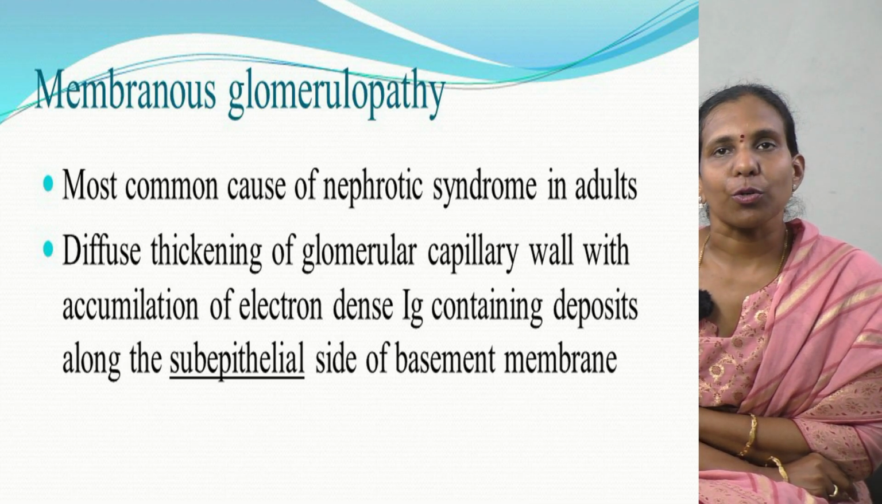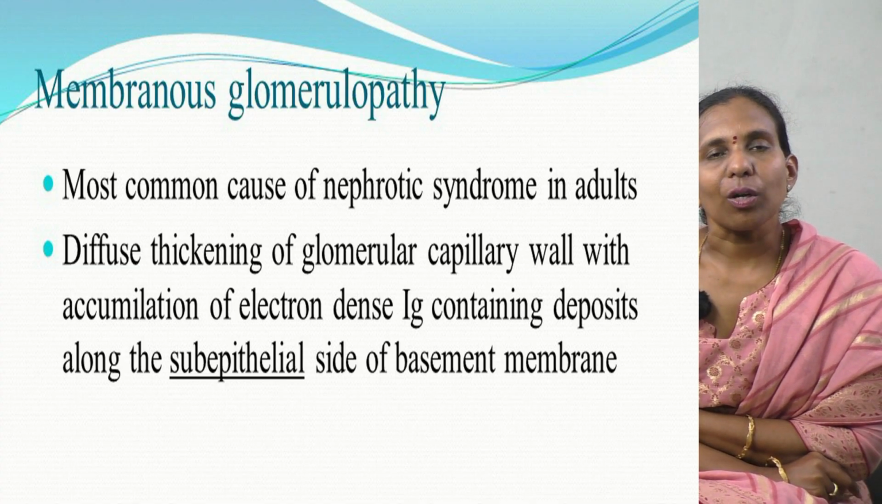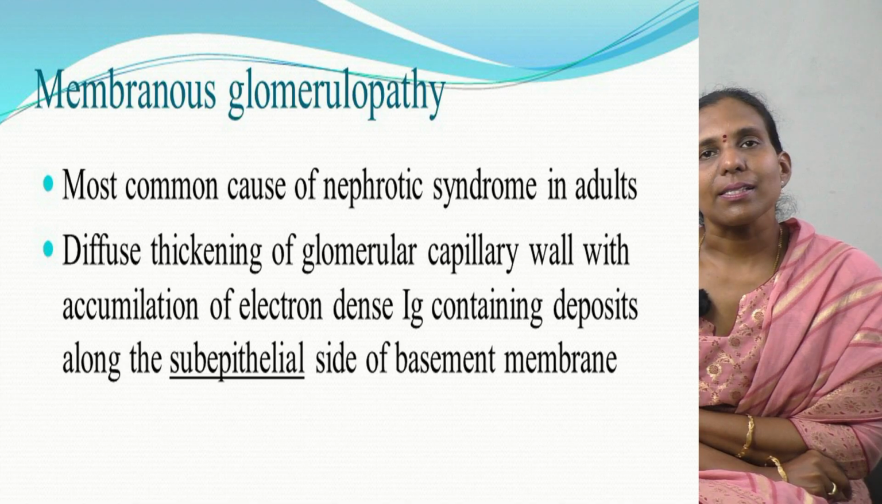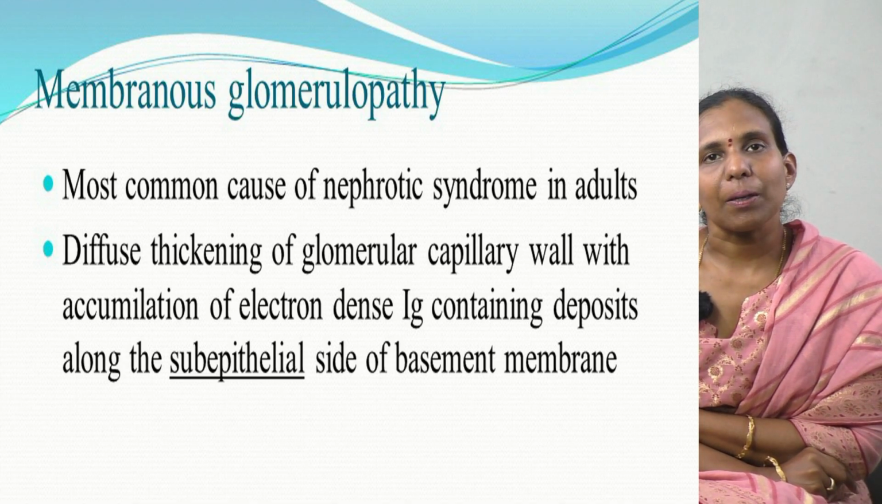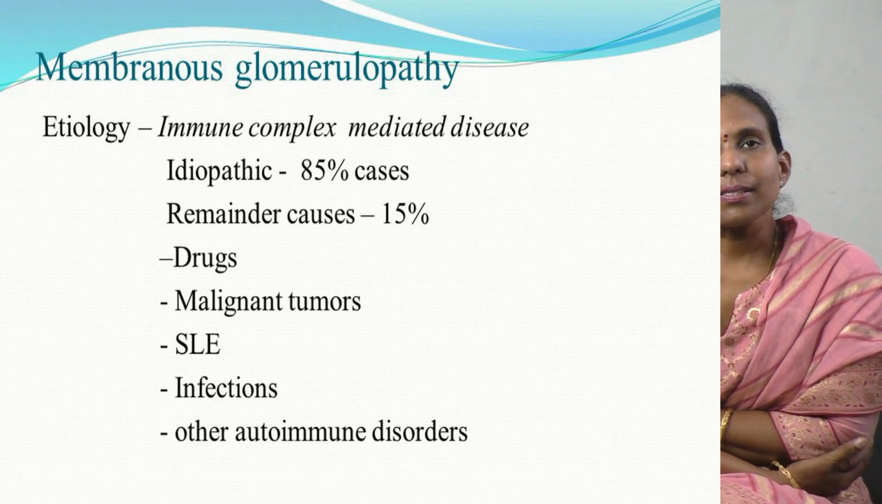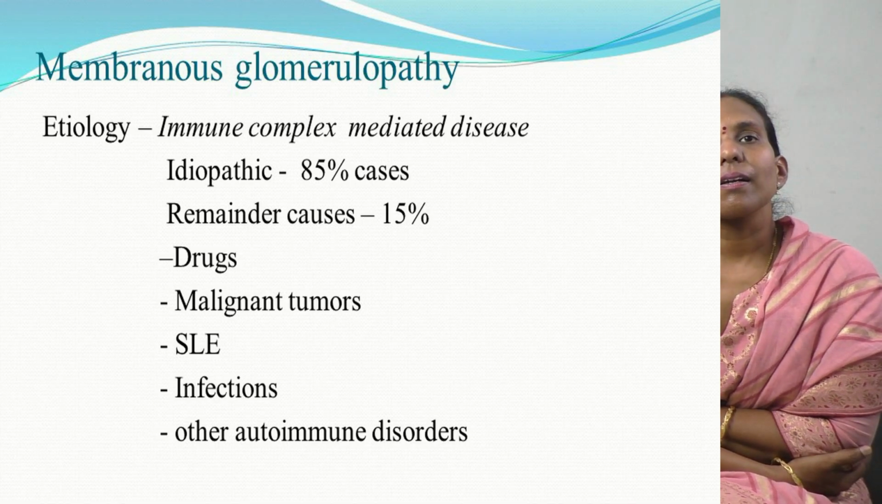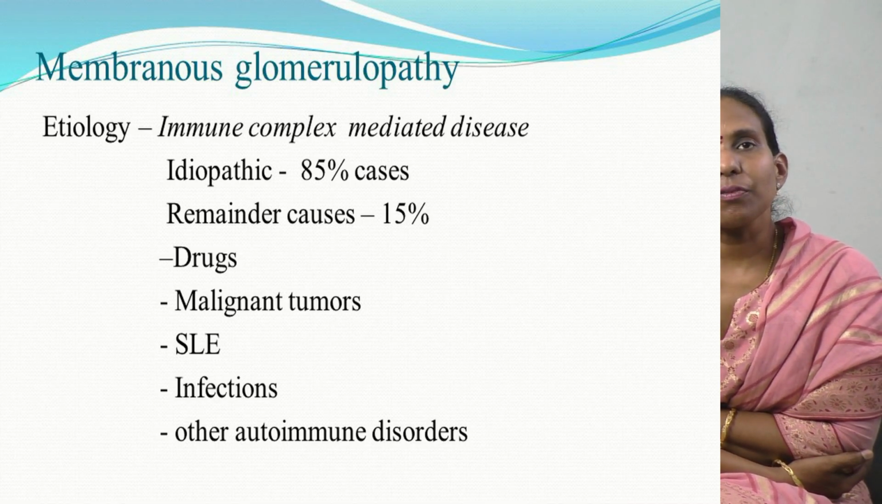Membranous glomerulopathy is the most common cause of nephrotic syndrome in adults. There is a diffuse thickening of the glomerular capillary wall with accumulation of electron-dense immunoglobulin deposits along the subepithelial side of the basement membrane. Etiology: it is an immune complex mediated disease. In 85% of cases it is idiopathic. In the remainder, the causes are drugs, malignant tumors, SLE and infections.